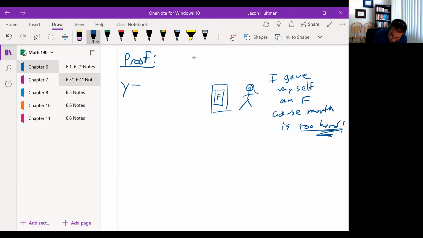Let y equal b to the x. Let's do our logarithmic differentiation. Let's take the natural log of both sides. And then we're going to drop this x in front. Let's use the properties of logs to drop that x in front. So we take the natural log of y is equal to x times the natural log of b.